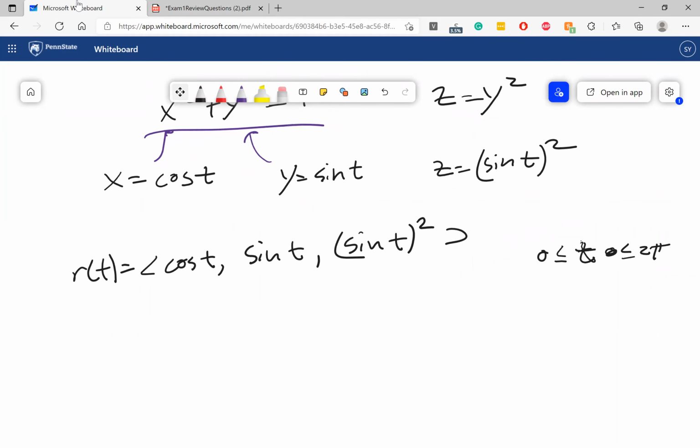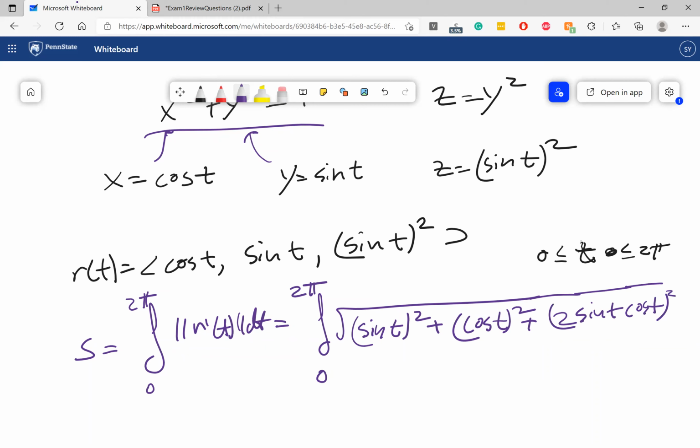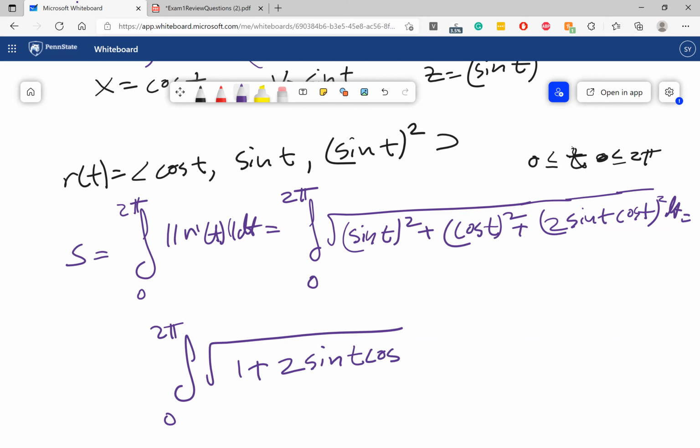And we know that arc length, which is given by s, is equal to the integral from 0 to 2 pi, in this case, of the magnitude of r prime of t dt, which is going to be the integral from 0 to 2 pi of the square root of sine of t squared plus cosine of t squared, which becomes 1, plus 2 sine of t cosine of t squared dt. So this is the integral from 0 to 2 pi of the square root of 1 plus 2 sine of t cosine of t squared. So that solves the first part of the problem.